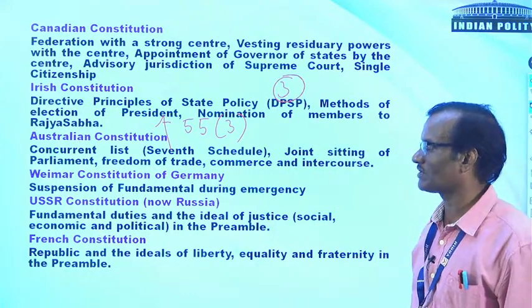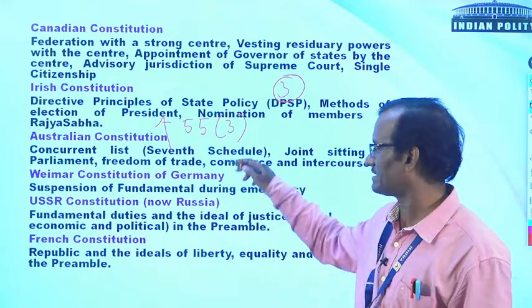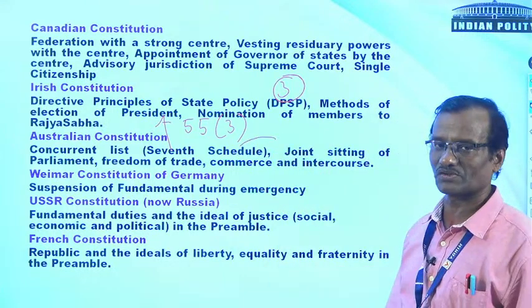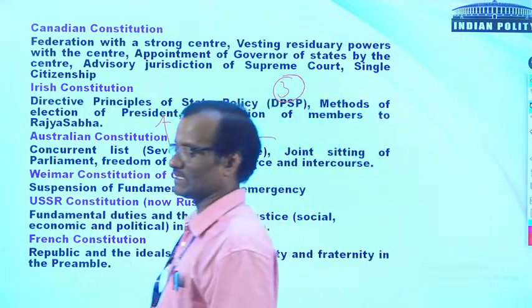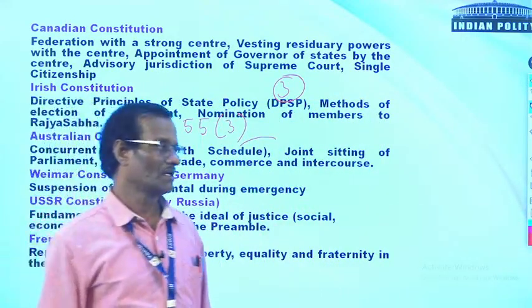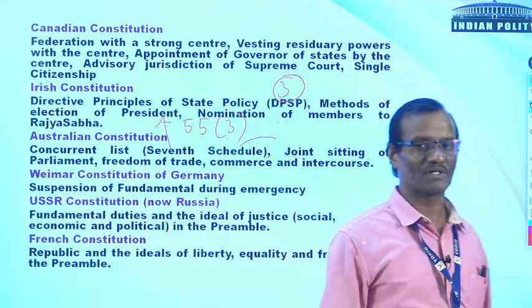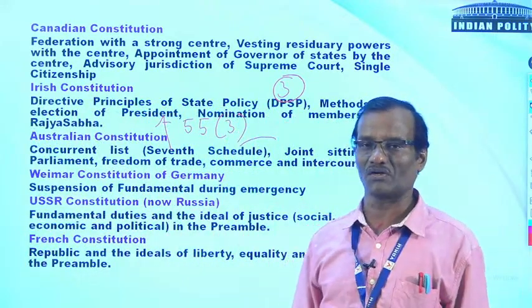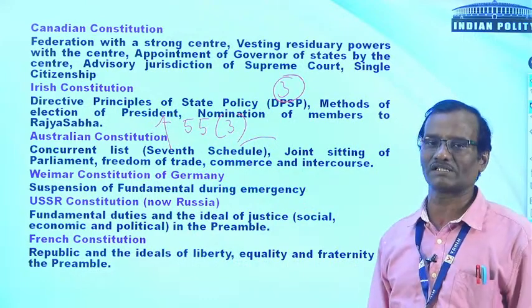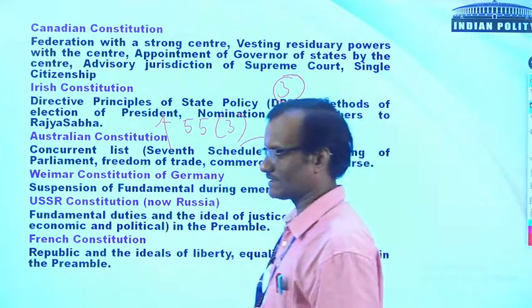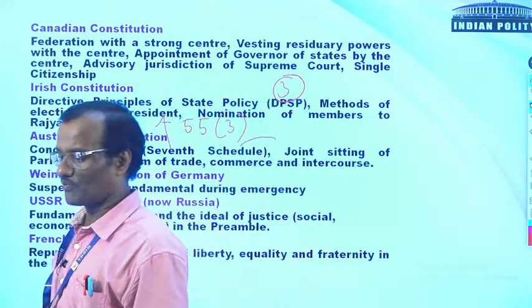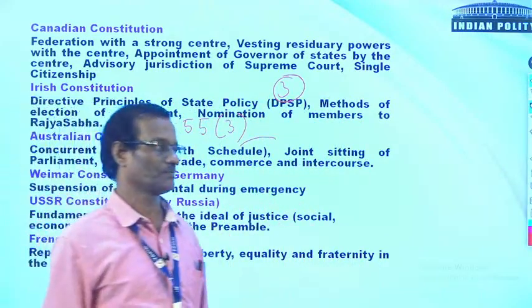Then from the Australian Constitution we have borrowed the concurrent list, a common list containing 52 subjects now, on which the centre and state can legislate equally. But if there is a contradiction between the central law and state law over the subjects in the concurrent list, then the central law prevails over the state law.